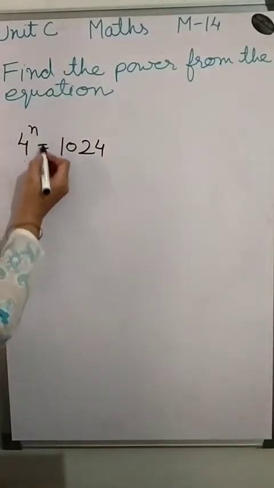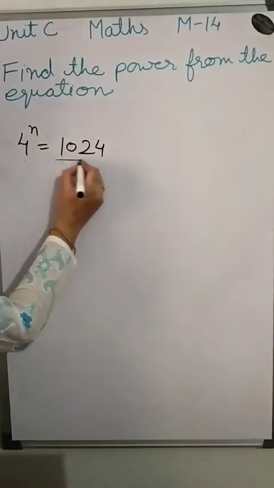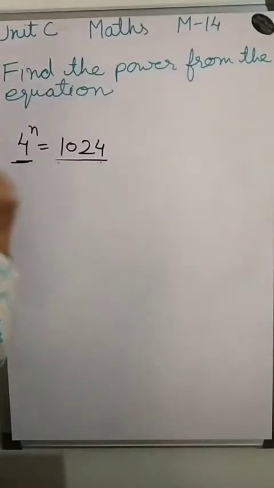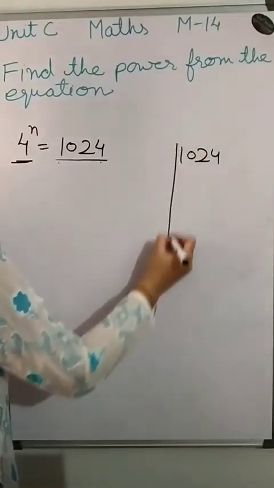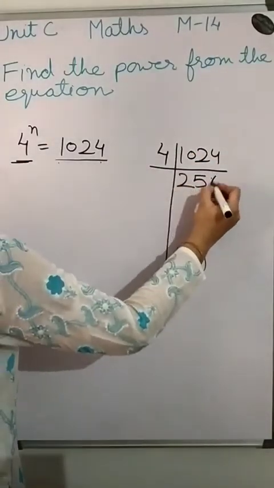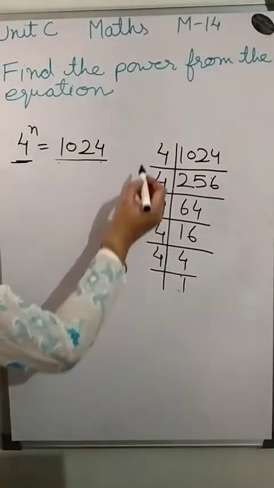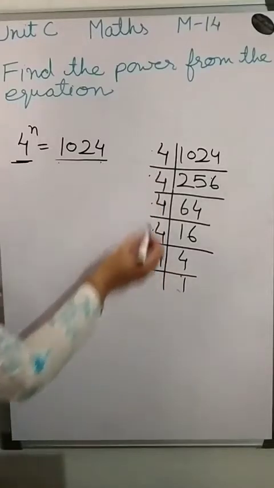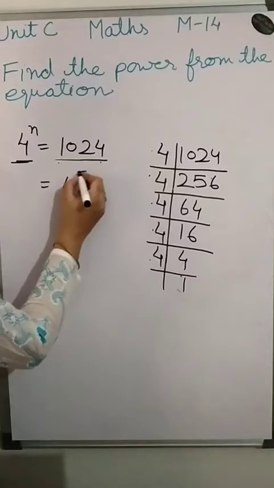Now the question is 4 to the power n is equal to 1024. Divide this number by 4 so that we can write 1024 in terms of 4. So divide this number by 4 and find its factors. 4 is there 1, 2, 3, 4, 5 times. Here we can write 1024 as 4 to the power 5.